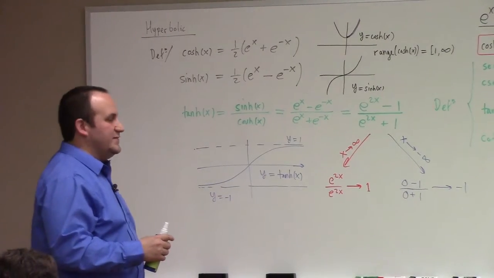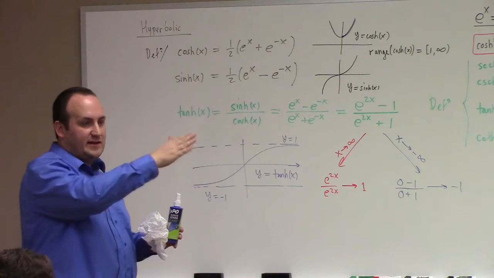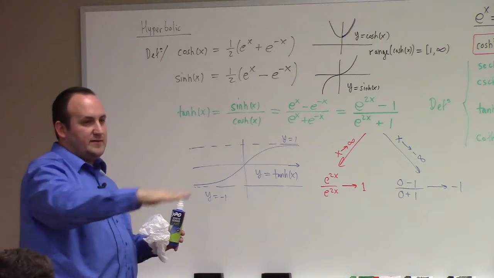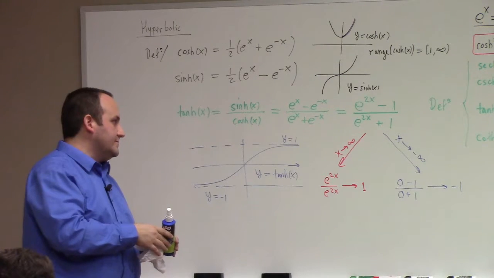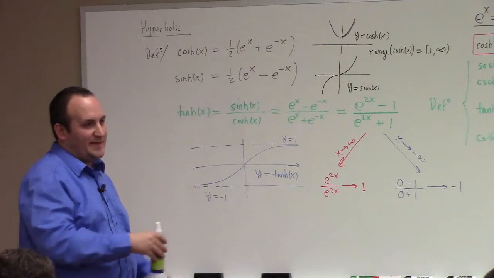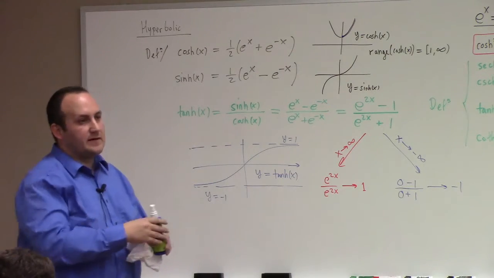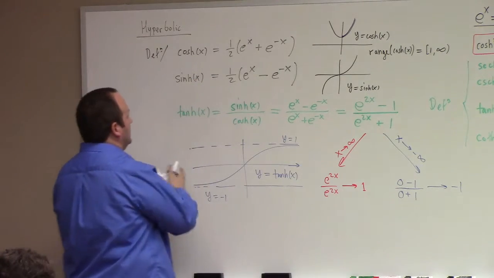For example, I mean, it's more than that. It also describes the natural way a chain hangs under gravity, called a catenary. The St. Louis arch, always people talk about that. That's like a hyperbolic curve. So hyperbolics are in lots and lots of things.